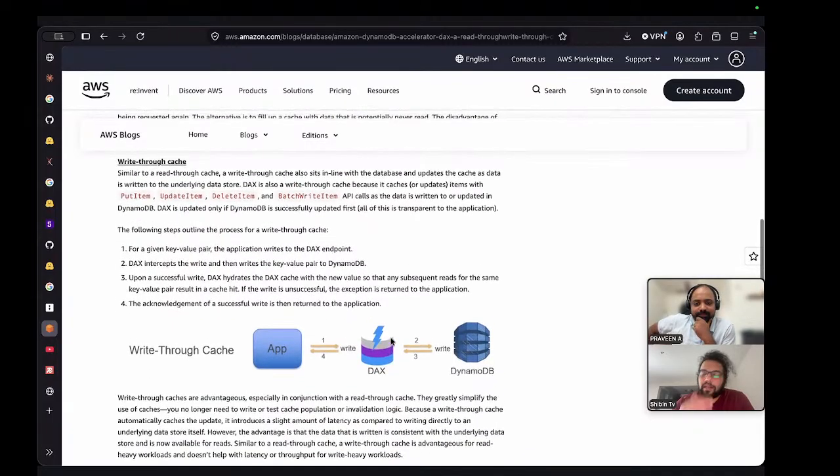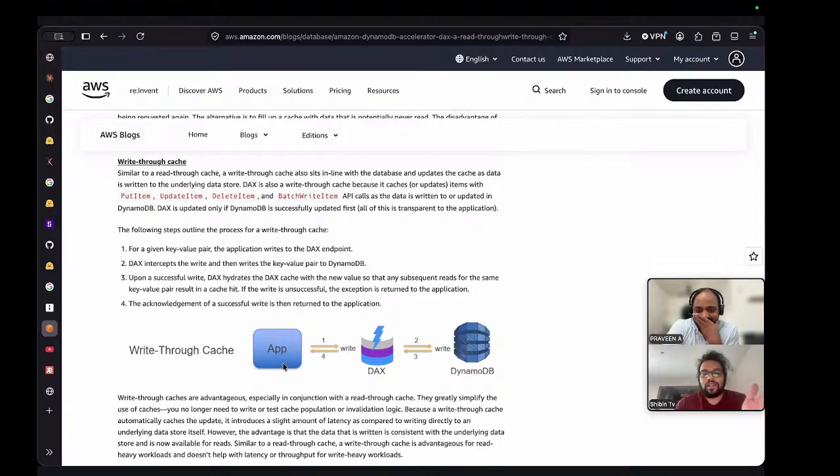Then write through cache, it's the same. The one we've discussed is the read pattern. This is more of a write pattern, right? So basically, write what it means. It's one, two, three, four. This may look very silly to you, but it makes a lot of difference in the latency.